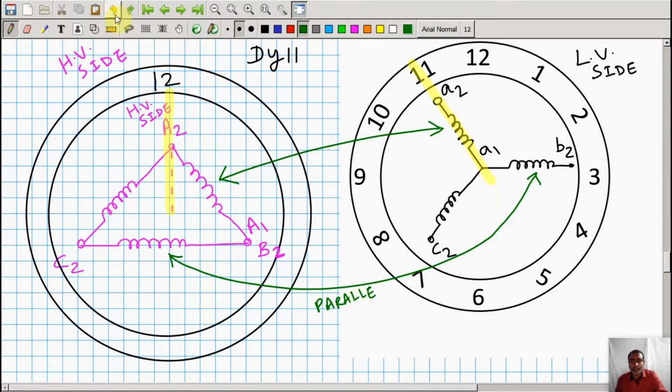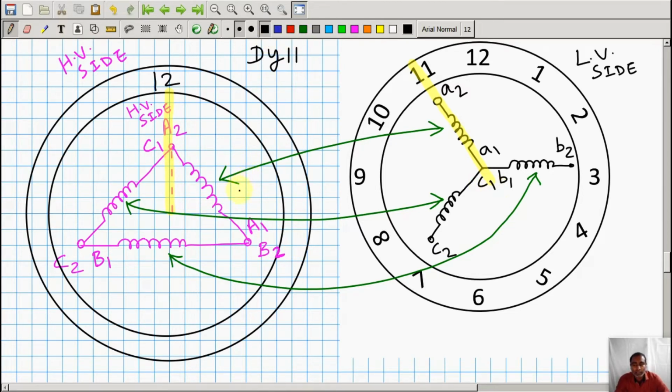If this is your capital B2, this is your small b2, because it belongs to the LV side, this is the HV side. But if this is B2, this will be B1, and likewise on the LV side this will be B1. Likewise, this is your C2. These two sides should be parallel. So this is C2, this will be your C1, and on this side also this will be your C1.